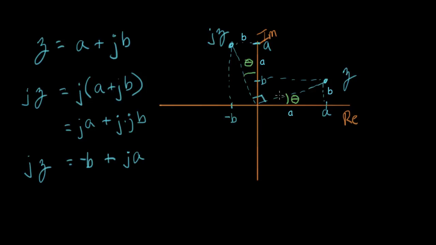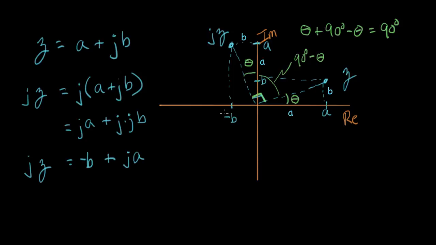And what does that make this angle here? This angle here equals 90 degrees minus theta. So if I combine this theta angle with this angle here, what do I get? Theta plus 90 degrees minus theta, and we get 90 degrees. So we just showed that this angle right here is a 90-degree angle. That demonstrates that any complex number z, if I multiply it by j, results in a positive rotation of 90 degrees.